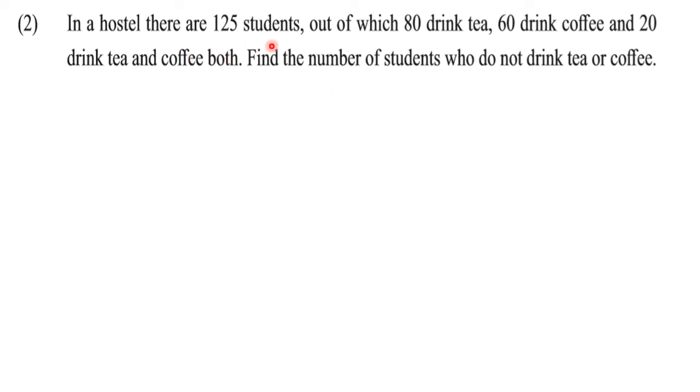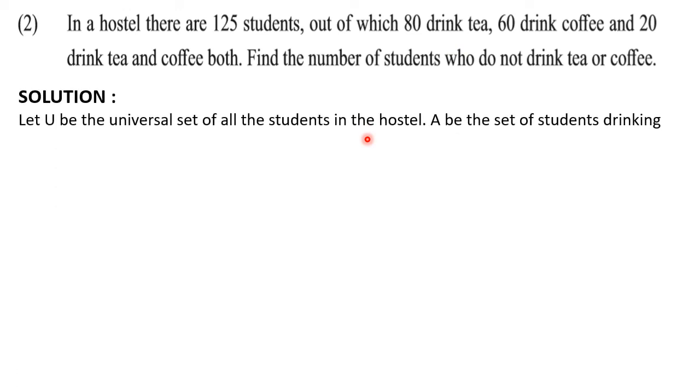So here we have two types of students, the students those who drink tea and those who drink coffee. So those two types of students we will take as set A and set B. So always we will start with: let U be the universal set of all the students in the hostel, A be the set of students drinking tea, and B be the set of students drinking coffee. Okay, this is how we have denoted A and B. We need to write this.